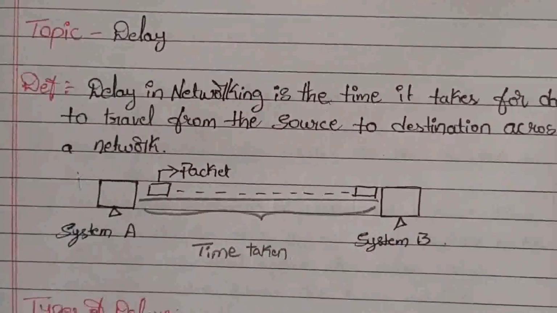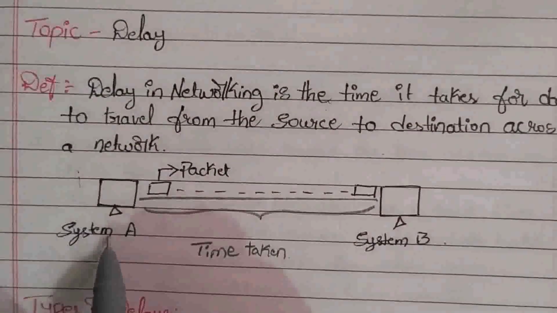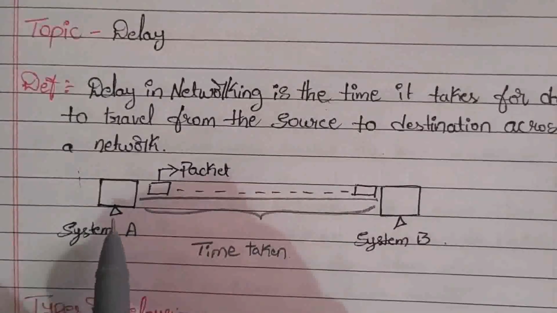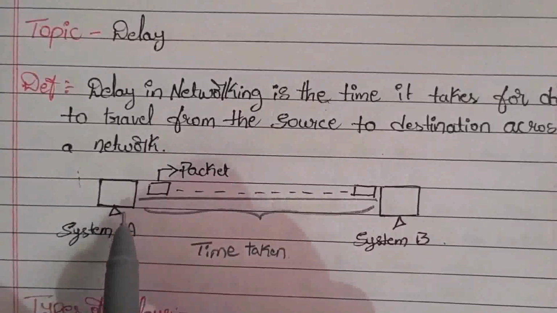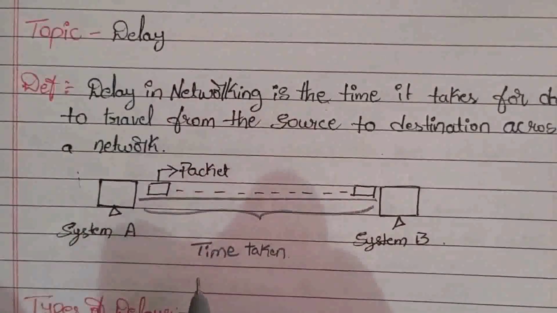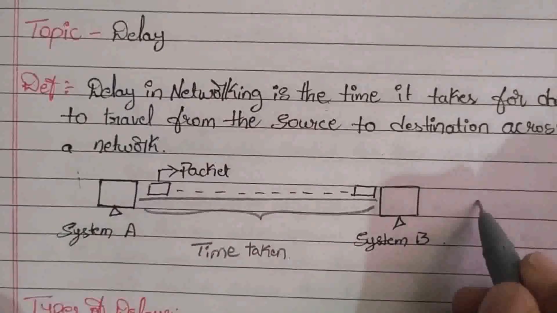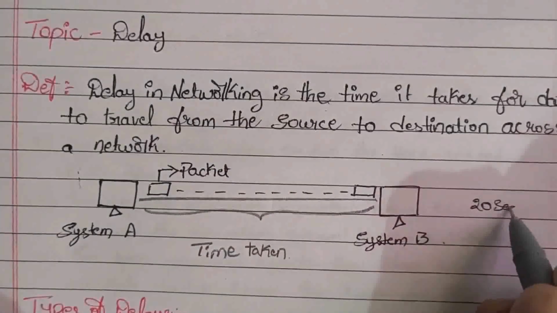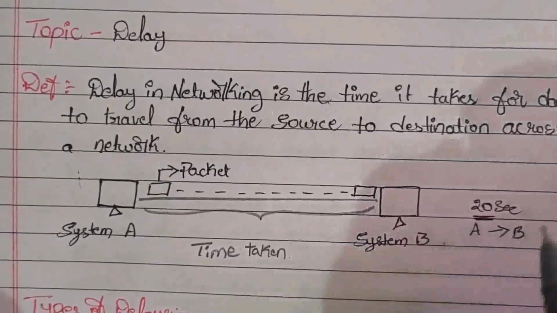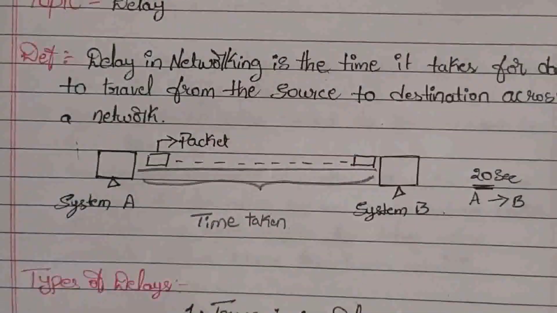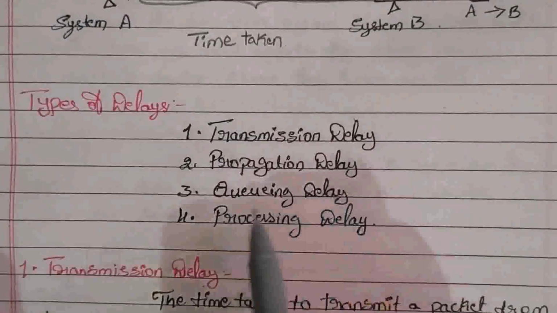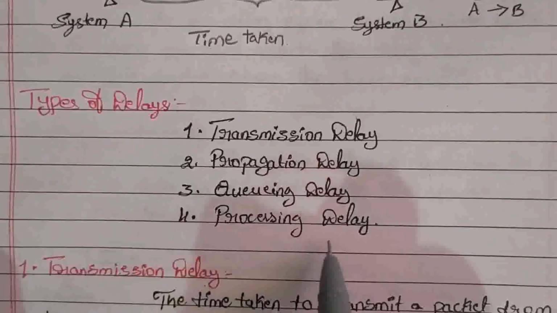For example, in system A the sender and system B the receiver, here is the packet data. It takes time to travel from system A to system B. That time is called a delay. If the packet takes 20 seconds to reach B from A, that 20 seconds is called the delay. And we have the types of delays: transmission delay, propagation delay, queuing delay, and processing delay.